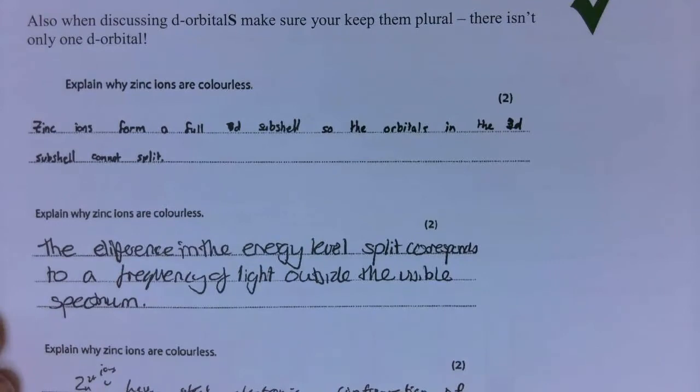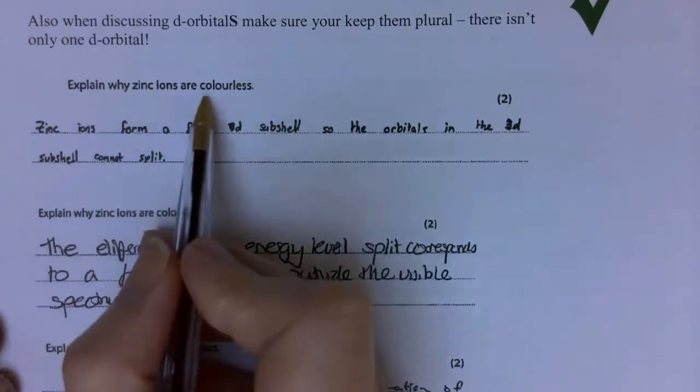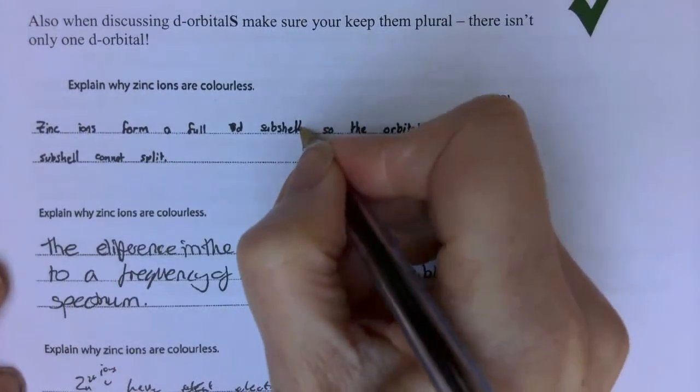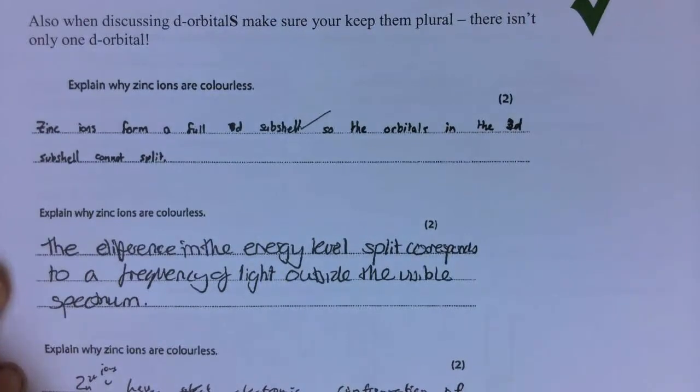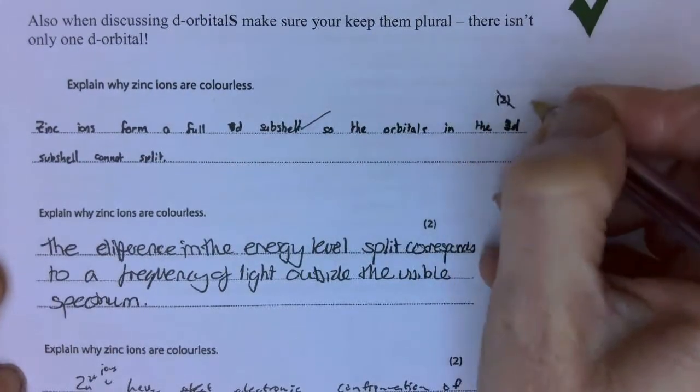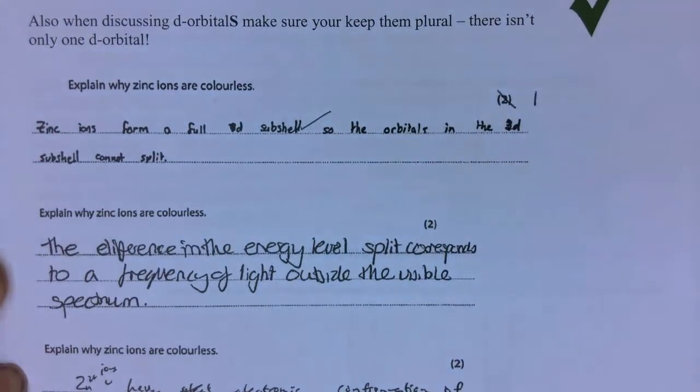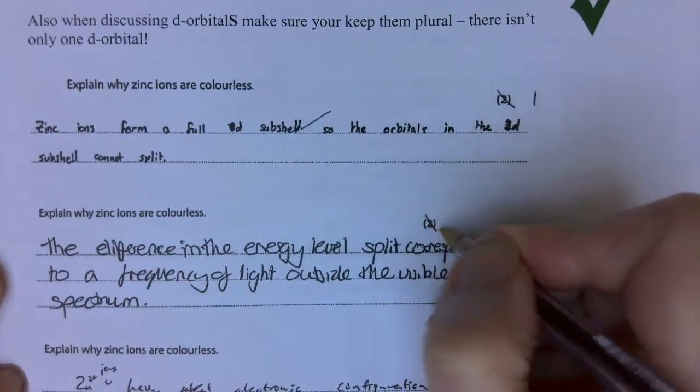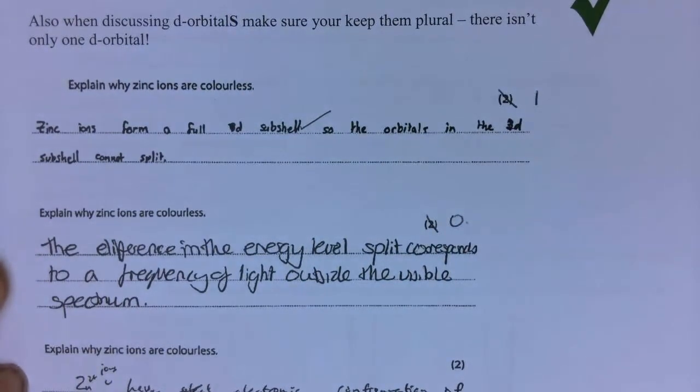So on the next page we have some common mistakes when discussing orbitals and coloured ions and transition metals. So, for example here, why zinc ions are colourless. They did get a mark for saying that d has a full subshell, but they didn't get the second mark for saying that there are no d to d transitions. So that's 1 mark for that one. Explaining why zinc ions are colourless, the second answer is wrong. It's not that the energy level split corresponds to a frequency outside of the visible light spectrum. I think they've got it muddled up with magnesium in the flame colours.